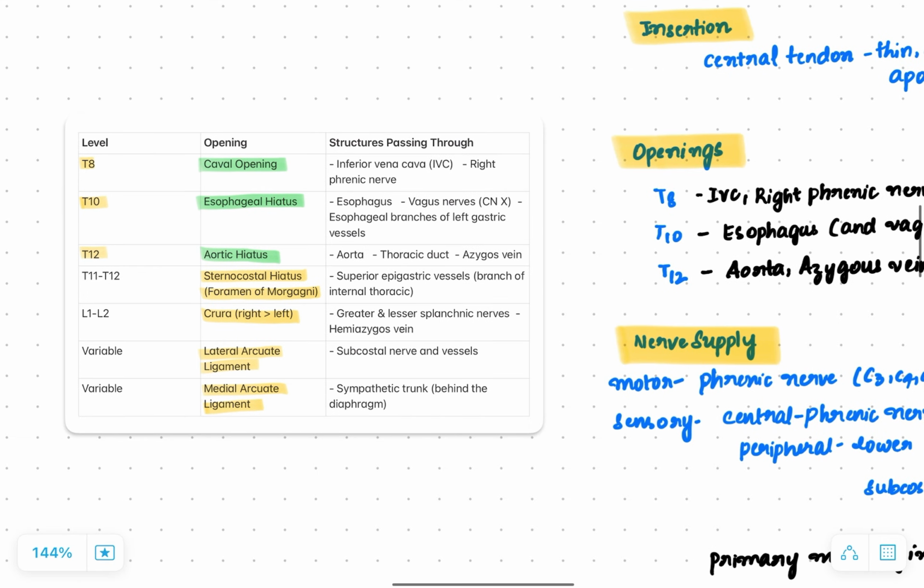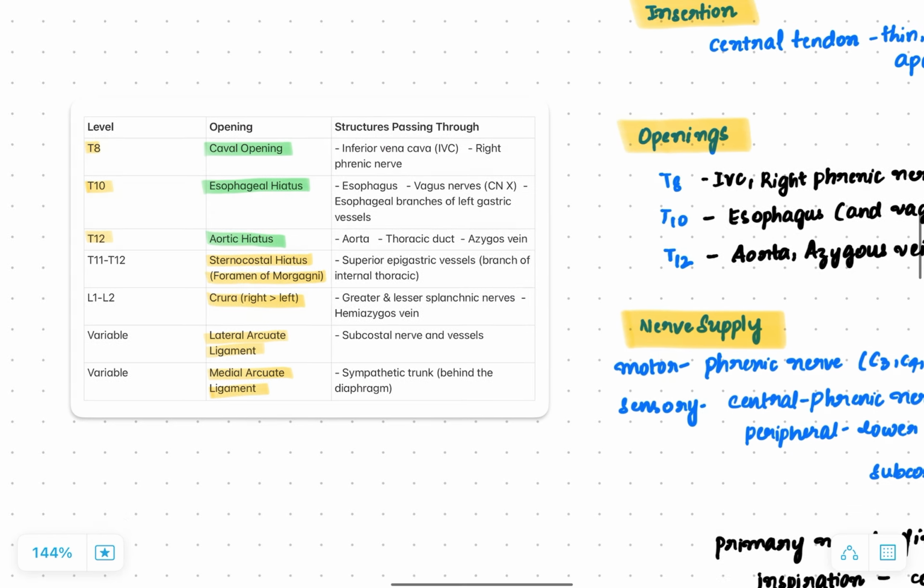Coming to the other structures, T8 level is the caval opening because the inferior vena cava and the right phrenic nerve pass through it. T10 is the esophageal hiatus because the esophagus is the main thing passing, and along with this the vagus nerve also passes, and the esophageal branch of the left gastric vessels also passes through it. T12 is the aortic hiatus because the aorta along with the thoracic duct and the azygos vein pass through it. And we have another opening, the foramen of Morgagni, which is a sternocostal hiatus. Through this, the superior epigastric vessels, which are a branch of the internal thoracic vessels, pass.